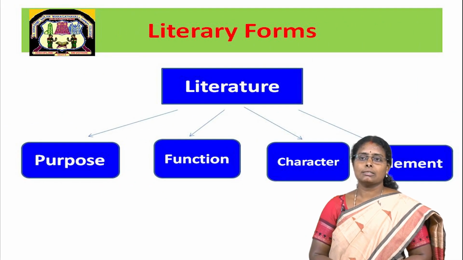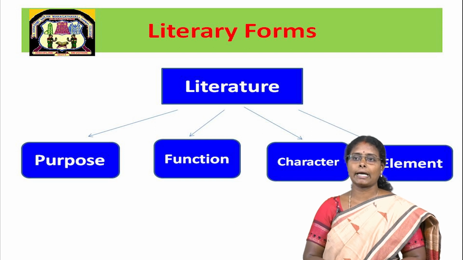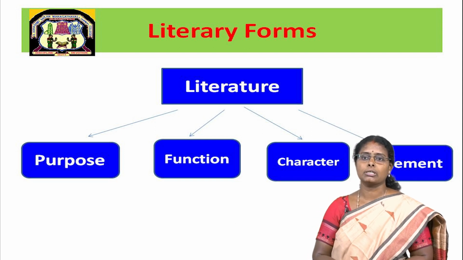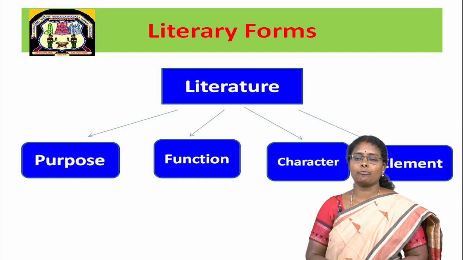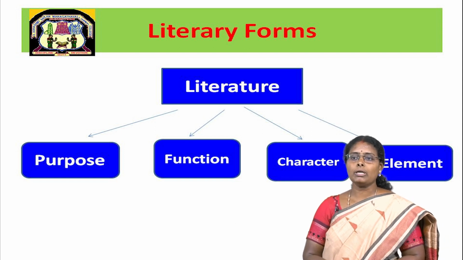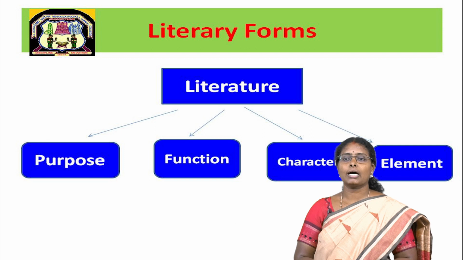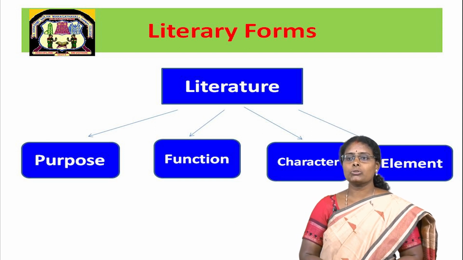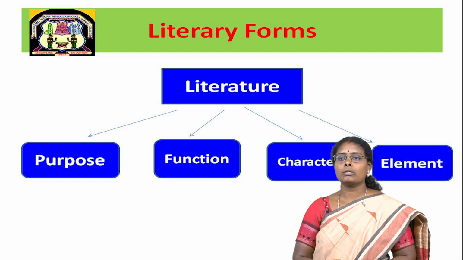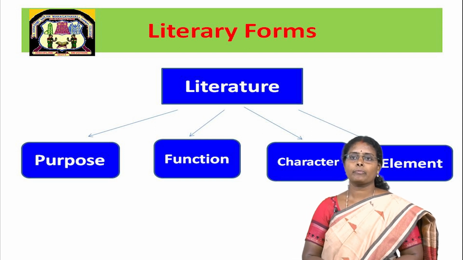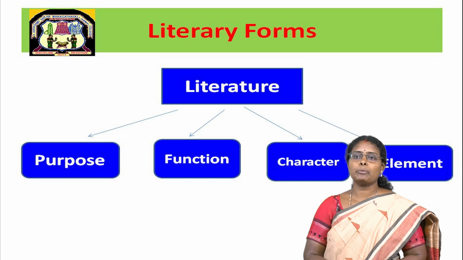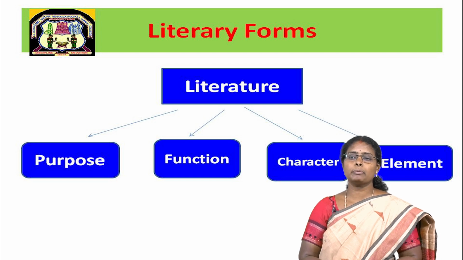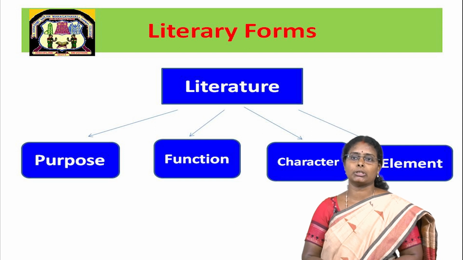Now let us see what is literature and the purpose, function, character and element of literature. Literature is a method of recording, preserving and transmitting knowledge and entertainment. It can also have a social, psychological, spiritual or political role. Now let us see the purpose of literature. The main purpose of literature is to entertain and give aesthetic pleasure.